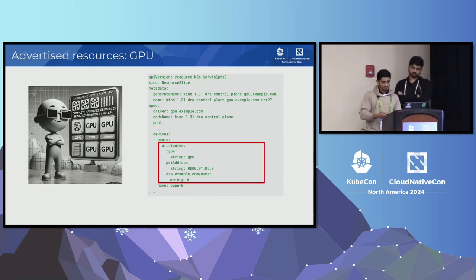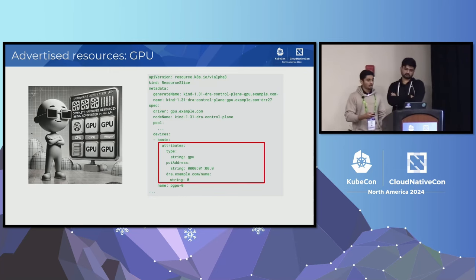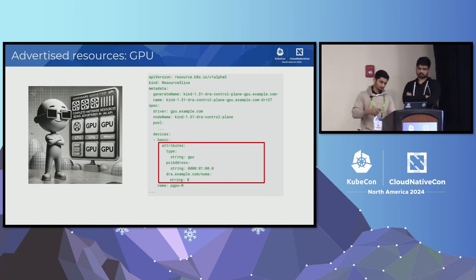Another important attribute here is the NUMA, DRA slash NUMA, with a string value of zero. So what this shows is this particular GPU is on NUMA node zero. And one important thing to call out is that there is a fully qualified domain in front of the attribute. That is important because multiple resource slices from different drivers can then share that domain as an attribute, so that you can have a CPU DRA driver with the same attribute, and you can align GPU and CPU on the NUMA node.